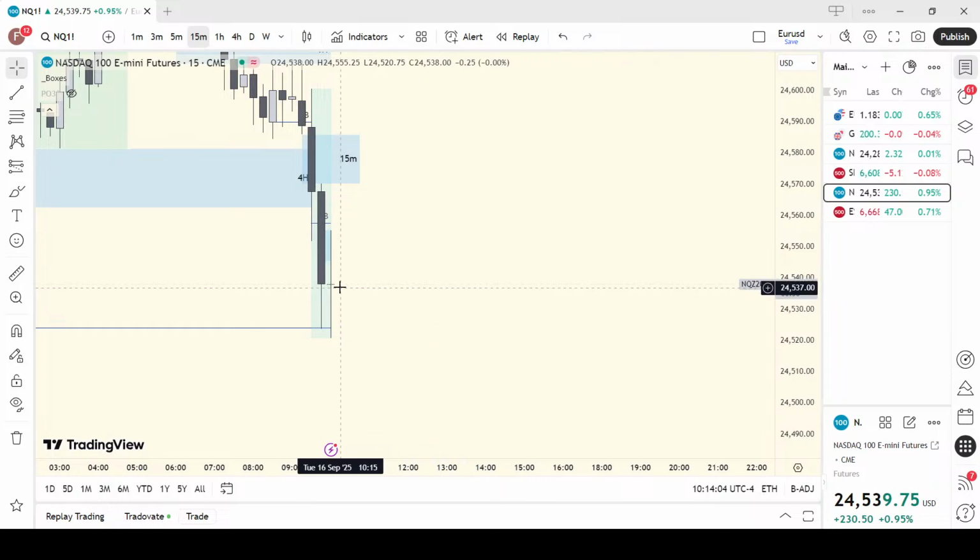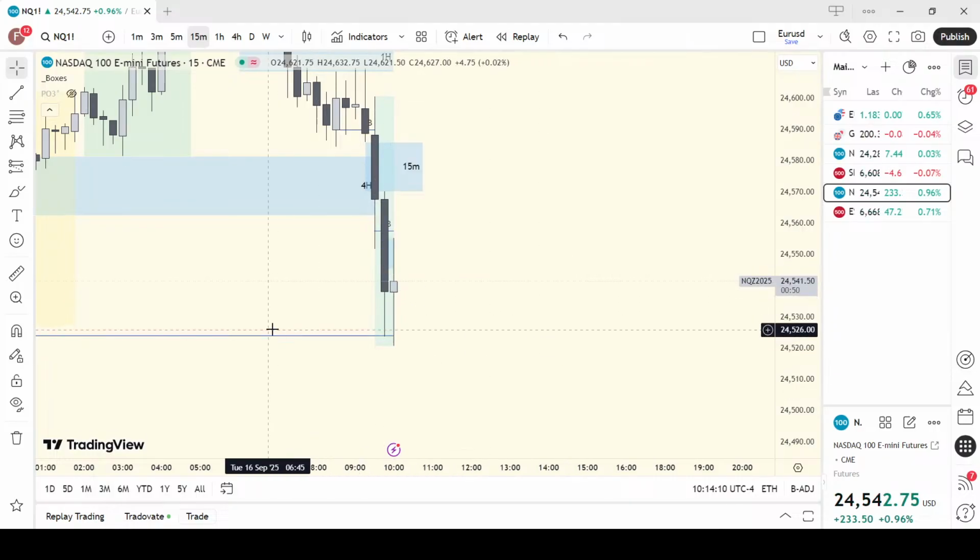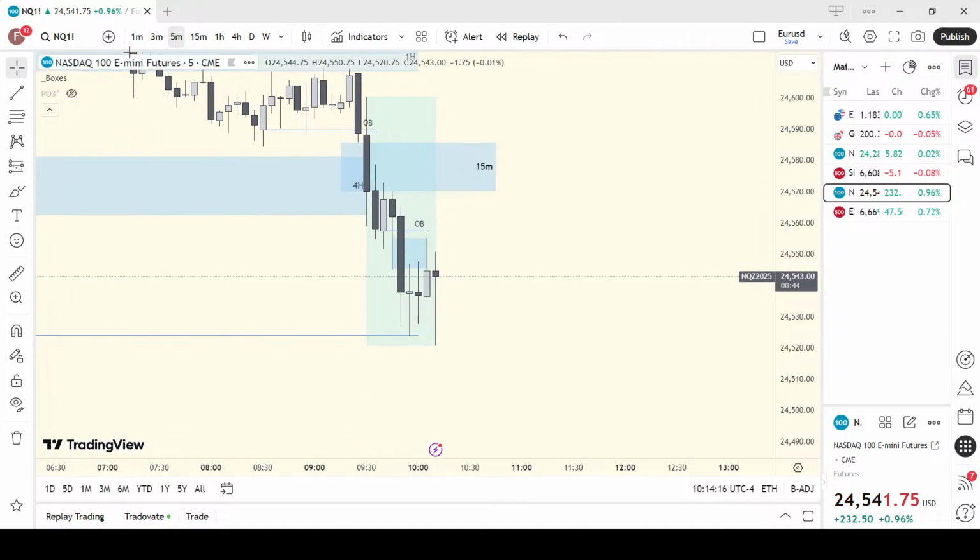This 15-minute candle is closing good for a retracement into the zone because it's not closing very bearish. So potentially we could get a retracement like we want into the zone. Let's wait and see.